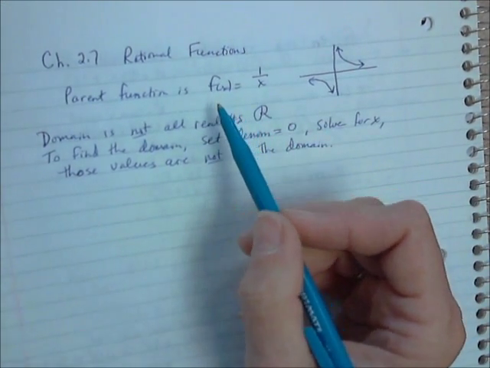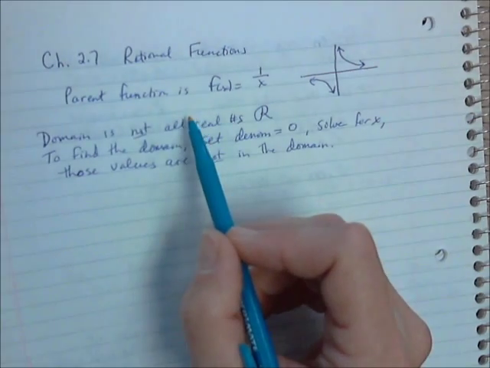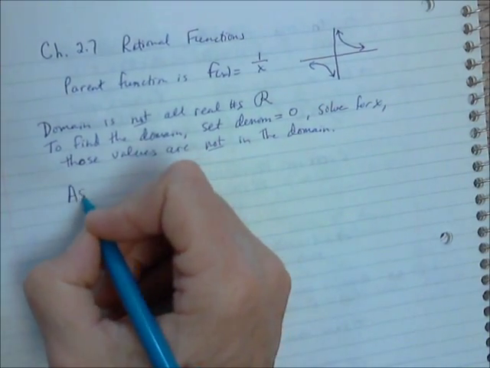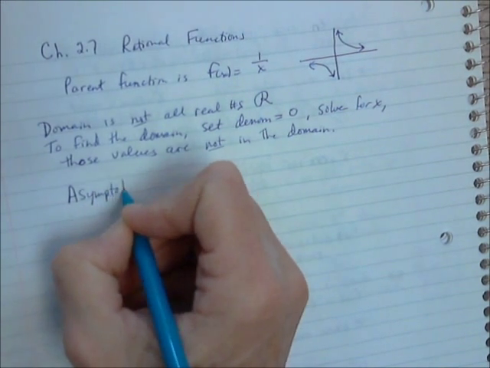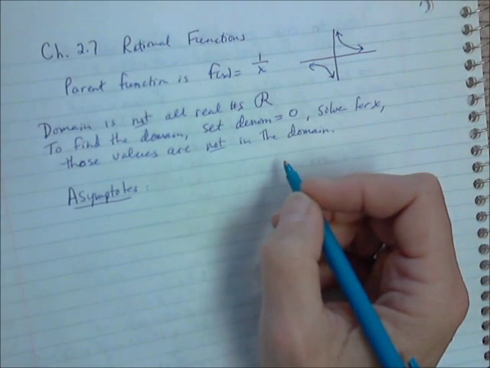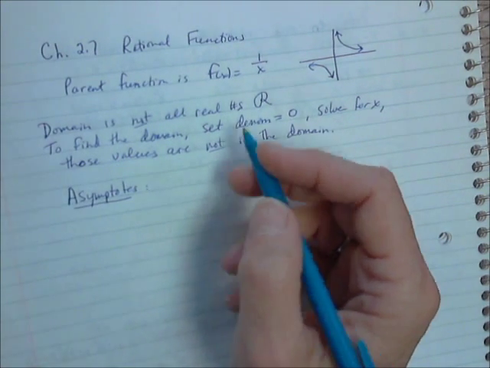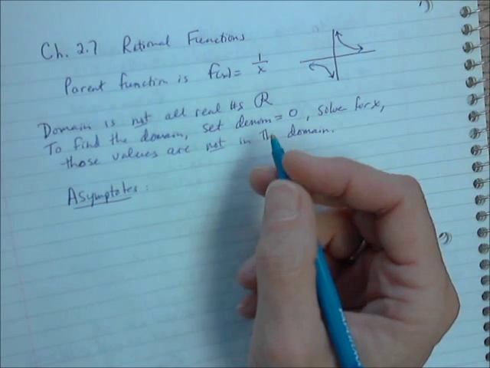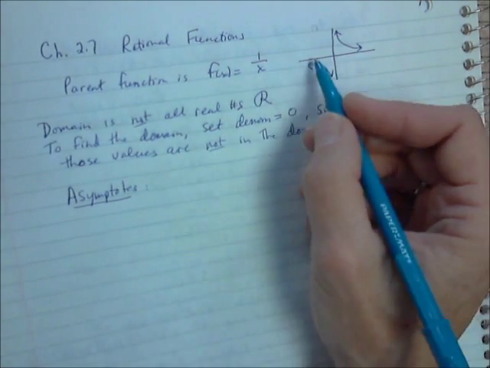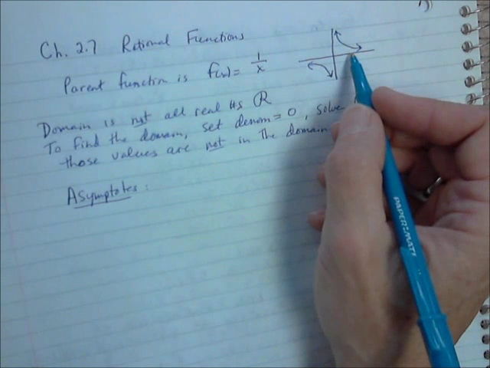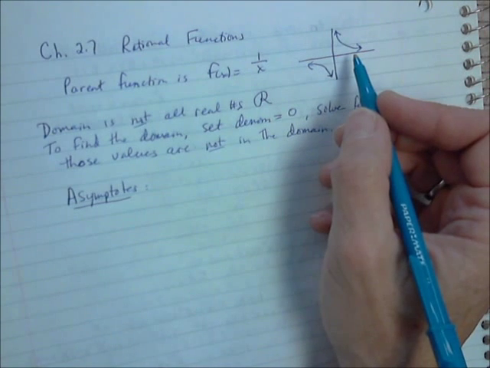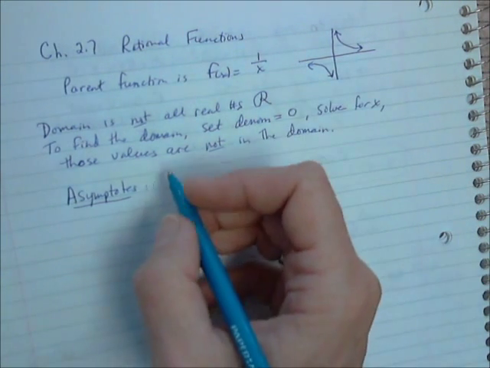What rational functions have that polynomials don't have is asymptotes. And you learned about asymptotes last year. Okay, a rational function has a vertical asymptote, and oftentimes it has a horizontal asymptote. And we're going to talk about what the definition of asymptotes are.